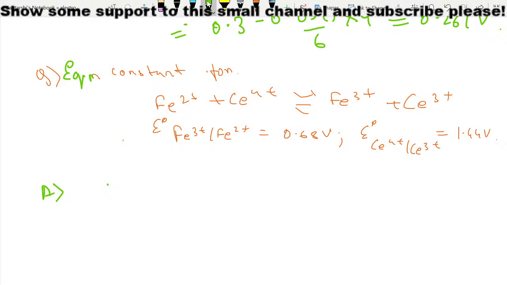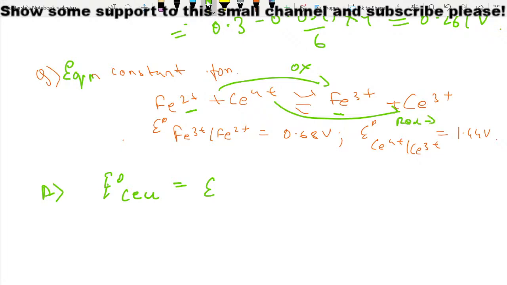So we need to find out the equilibrium constant, right? For this, our E° cell will be equal to the cathode minus the anode. So which is cathode, which is anode? Over here, see what happens: Fe is getting oxidized, and this is getting reduced. The reduced one is our cathode. So this is our cathode. Cathode minus anode: 1.44 minus 0.68. So our E cell will be 0.76 volts.